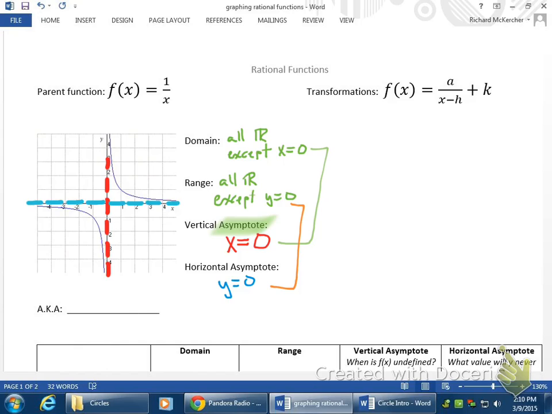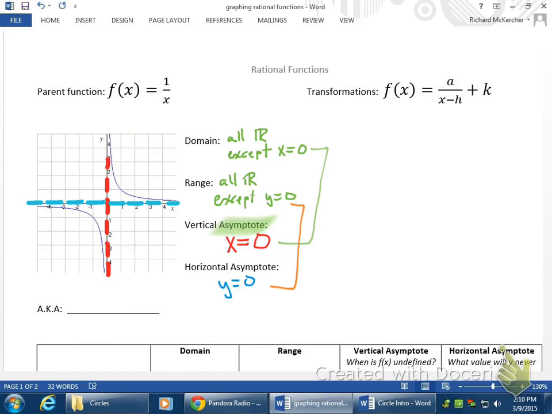I want you to notice some similarities between the domain and the vertical asymptote, and the range and the horizontal asymptote. The domain is all the numbers except for the vertical asymptote, and the range is all the numbers except for the horizontal asymptote. So between the two of them, they cover all the numbers.